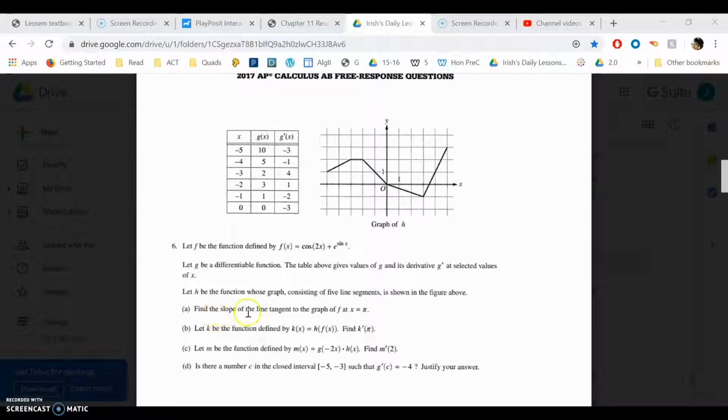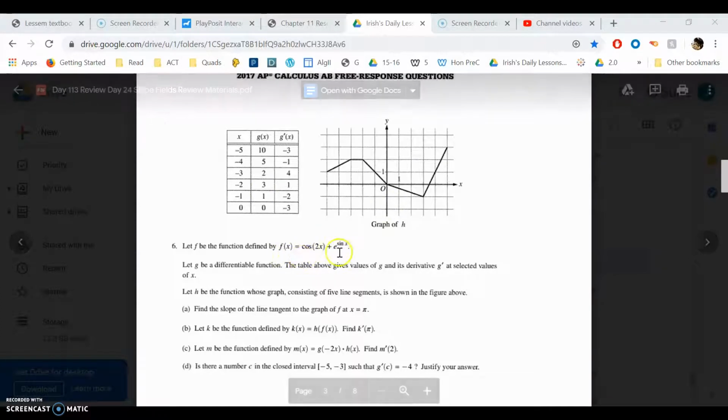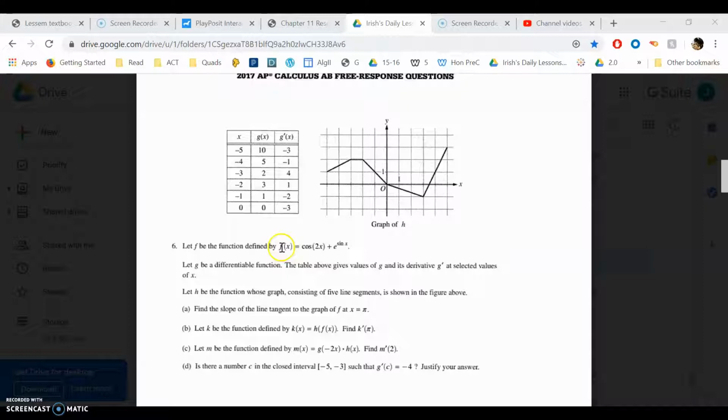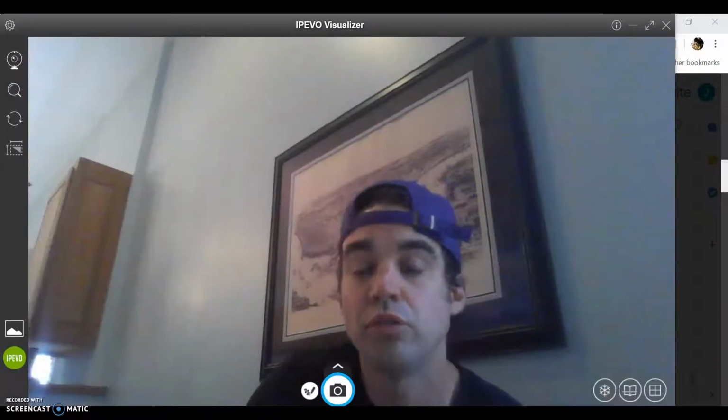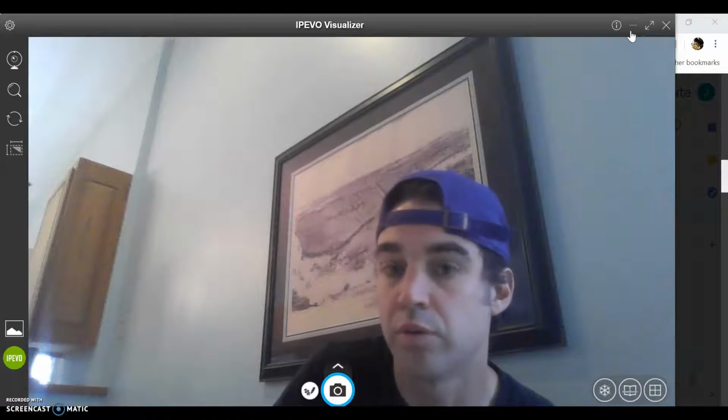Find the slope of the line tangent to the graph of f at x equals pi. Okay, so here's f. I gotta make sure I get my stuff right. Here's f, this is g, this is h. So f, I'm talking about this just for part A. Other parts are relevant. So you need to find the slope of the tangent line, so I need to find the derivative of this and plug in pi. That's what it's saying. Alrighty then. Let's do it. Hey, how y'all doing? Let's get my stuff going.